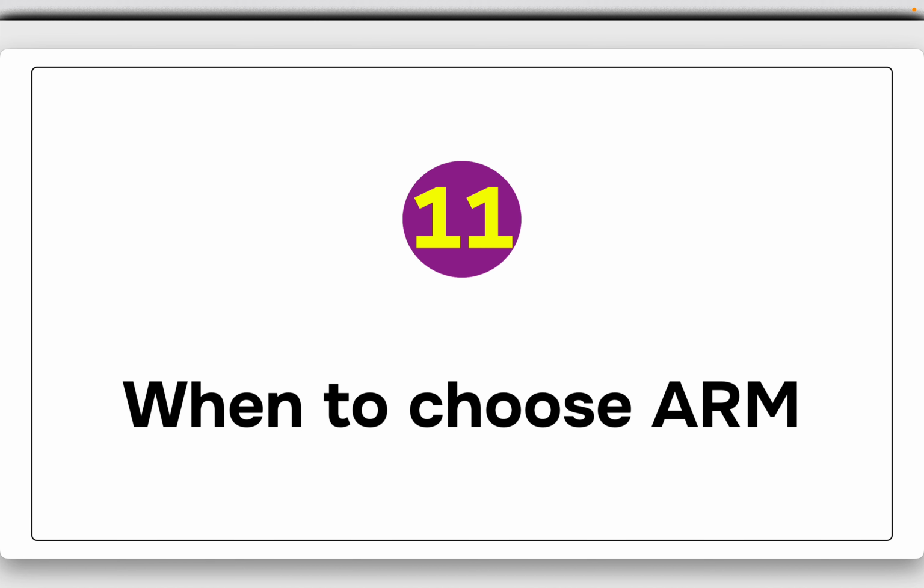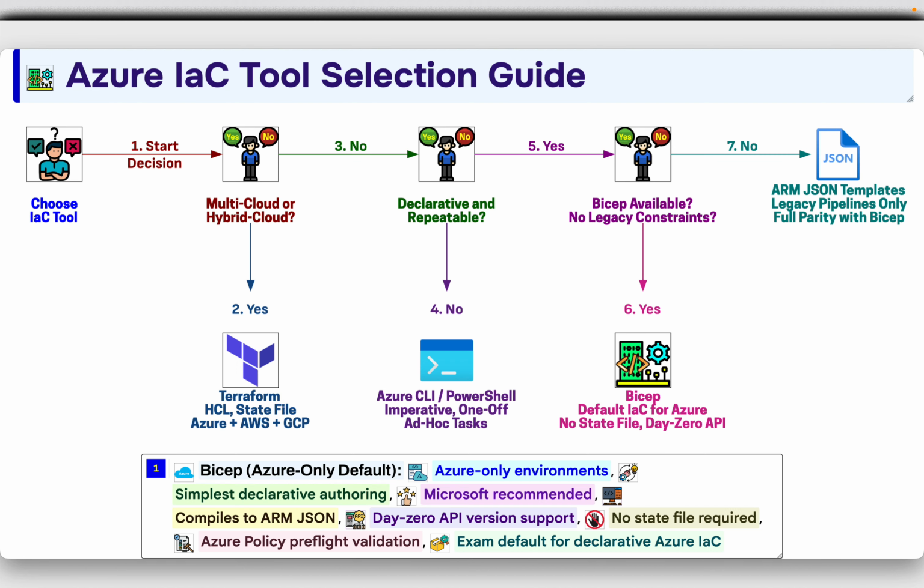11th topic: when to choose ARM. Choose Bicep for Azure only environments. It is the simplest declarative authoring experience and Microsoft recommended. It compiles to ARM JSON, supports day 0 API versions, requires no state file, integrates with Azure Policy pre-flight validation, and it is the exam default for declarative Azure infrastructure as code.